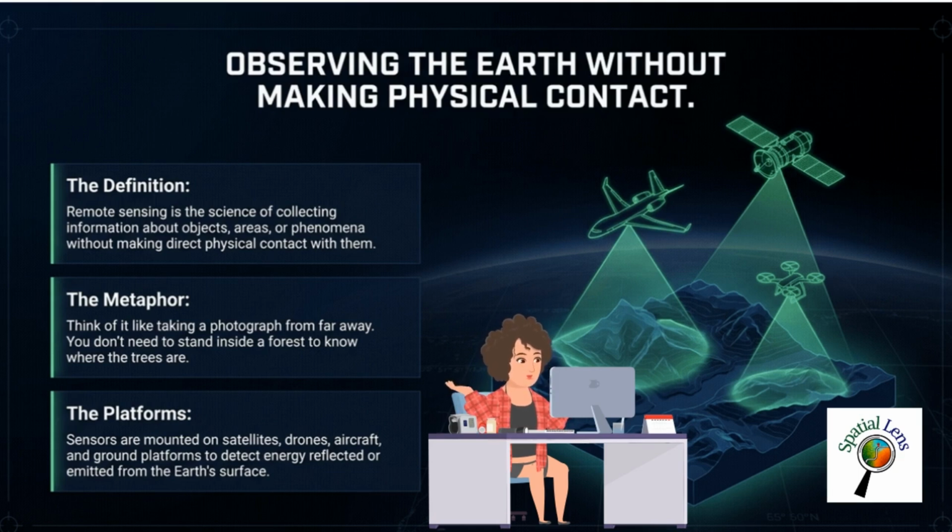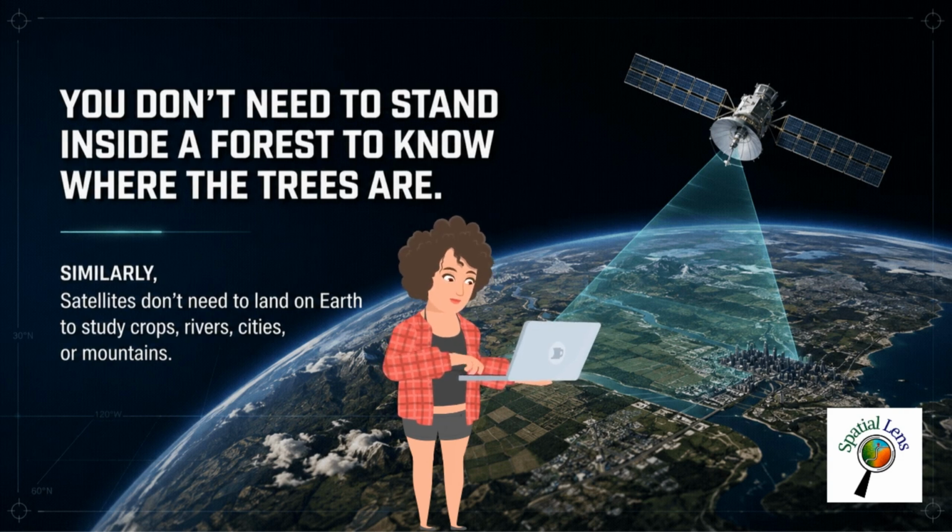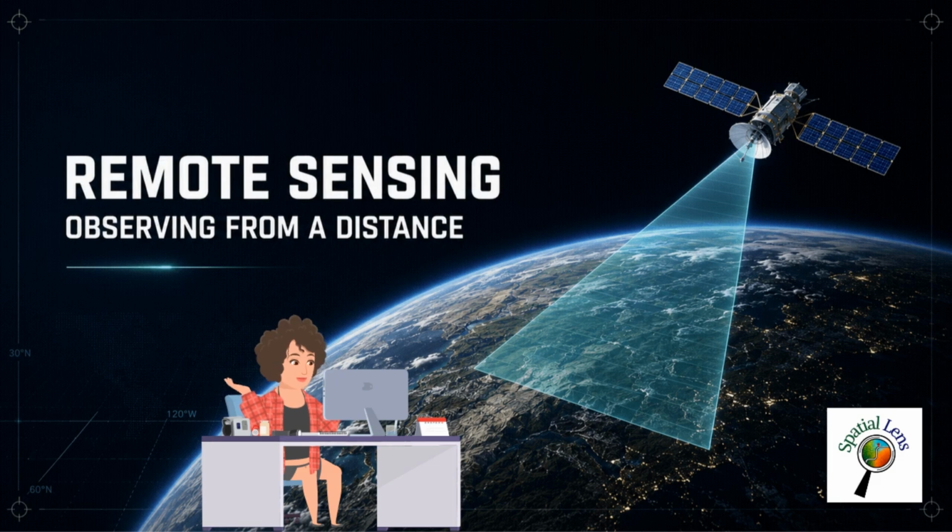Think of it like taking a photograph from far away. You don't need to stand inside a forest to know where the trees are. Similarly, satellites don't need to land on Earth to study crops, rivers, cities, or mountains. Remote sensing simply observes the Earth from a distance.